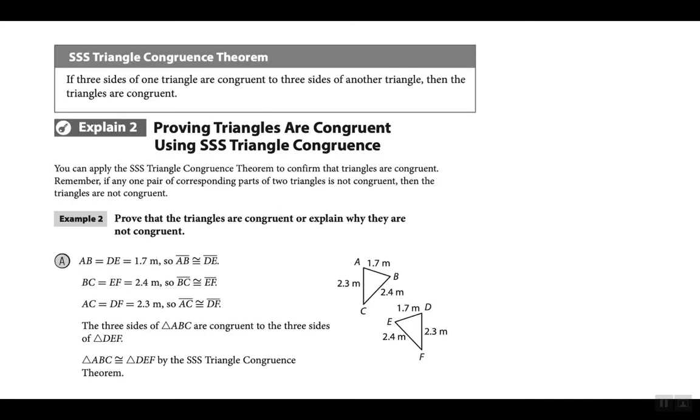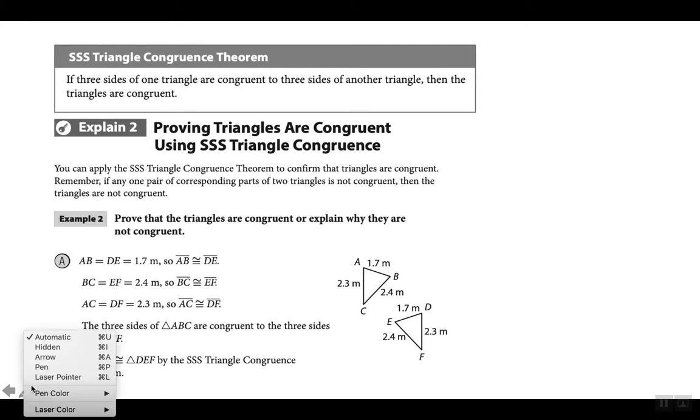Alright, so the last couple classes we've gone over the ASA triangle congruence theorem, which was angle, side, angle. We also did the SAS triangle congruence theorem, which is side, angle, side. Today we're going to do the side, side, side triangle congruence theorem, or SSS. This is very easy. If three sides of one triangle are congruent to three sides of another triangle, then the triangles are congruent. In other words, if all three sides of one triangle are equal to all three sides of the other triangle, then the two triangles are congruent.